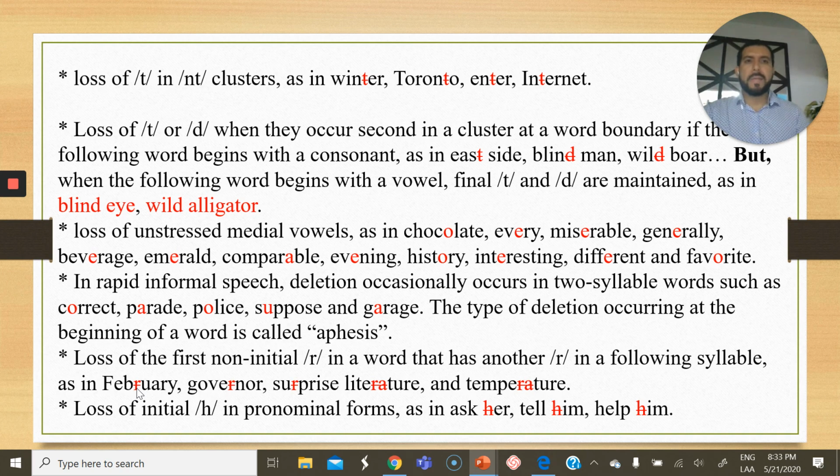Of course, you can also say "February." Actually, my favorite is without the r. I normally will say "Febuary" or "February." So here, instead of "governor," you can perfectly say "guvnor," or "suprise" instead of "surprise." You can say perfectly "literature" and "temperature," and this will allow you to sound much more fluent, more relaxed, and more natural.